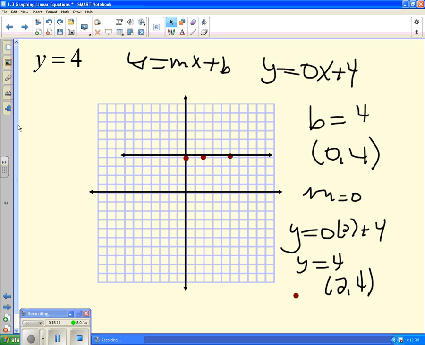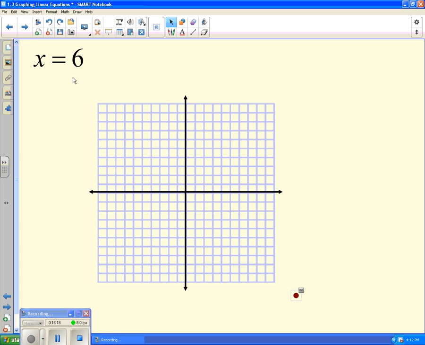Now let's look at an x only equation. Now if y only is horizontal, it's going to make sense that x only is not going to be horizontal. And this one takes a little bit to understand. Here, there's an x, but there is no y. So I can't really relate it back to slope-intercept because there's no y here. What I do know is that x is 6. So if x is 6, then it doesn't matter what y is. The x value is always 6.